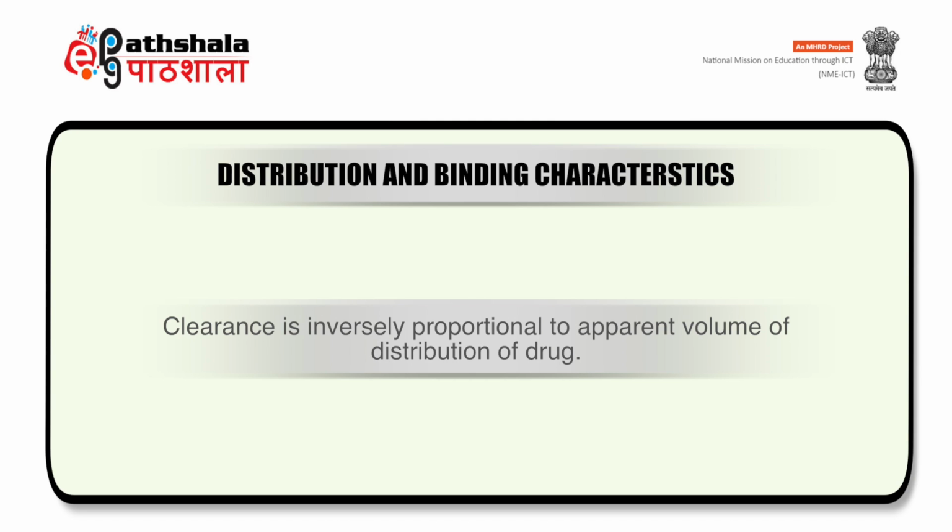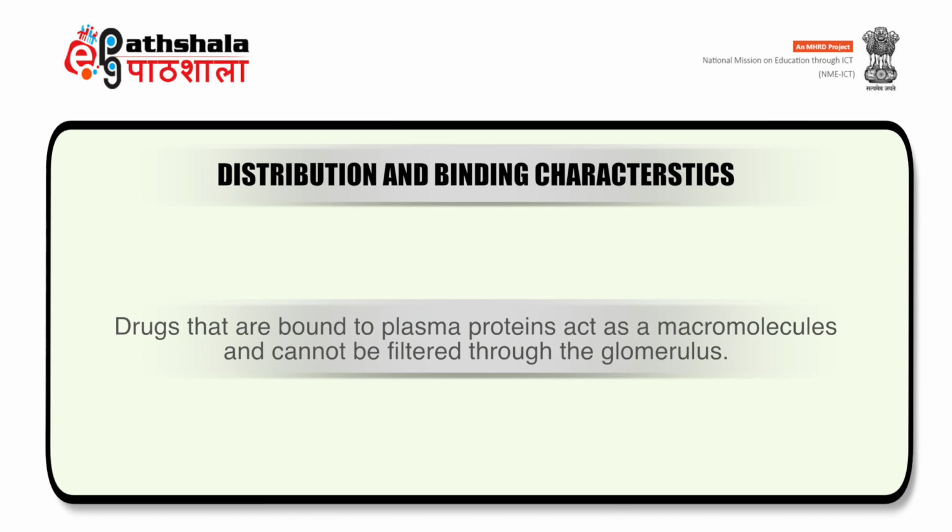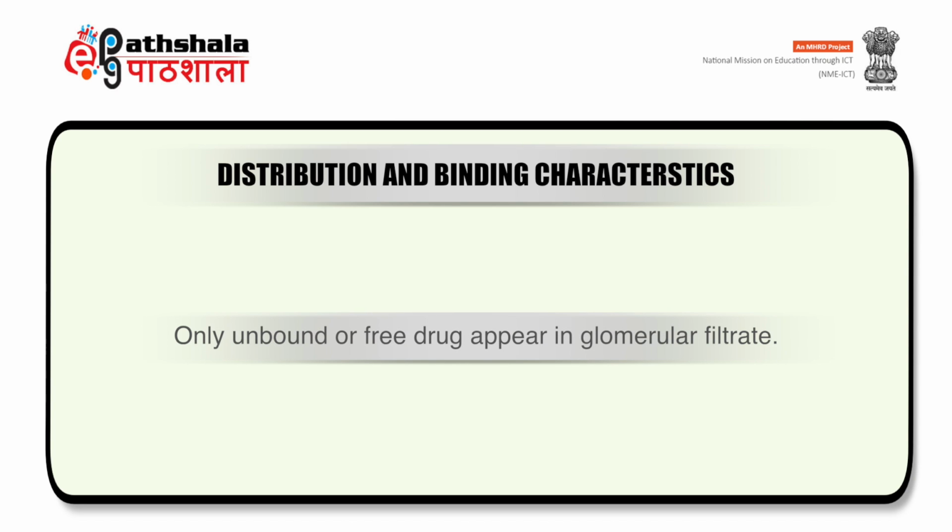The next factor was distribution and binding characteristics of the drug. Clearance is inversely proportional to the apparent volume of distribution of the drug. Drugs that are bound to plasma proteins act as macromolecules and cannot be filtered through the glomerulus. Only unbound or free drug appears in the glomerular filtrate.